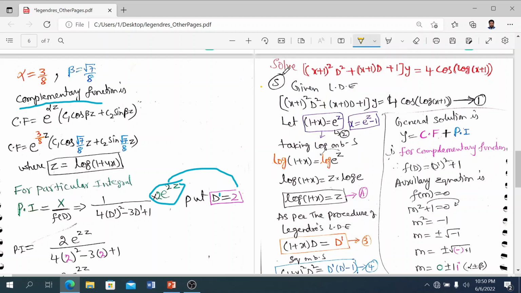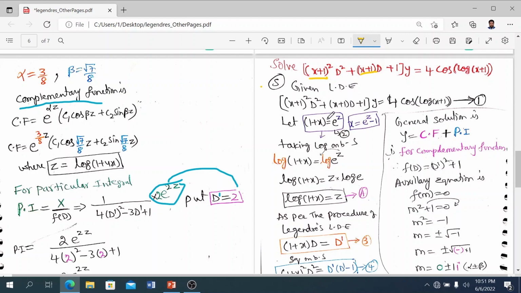So here, solve (x plus 1) whole square D square plus (x plus 1) D plus 1 of y equal to 4 cos log (x plus 1). So given linear differential equation is this one. Take y common outside, so it becomes (x plus 1) whole square as it is.